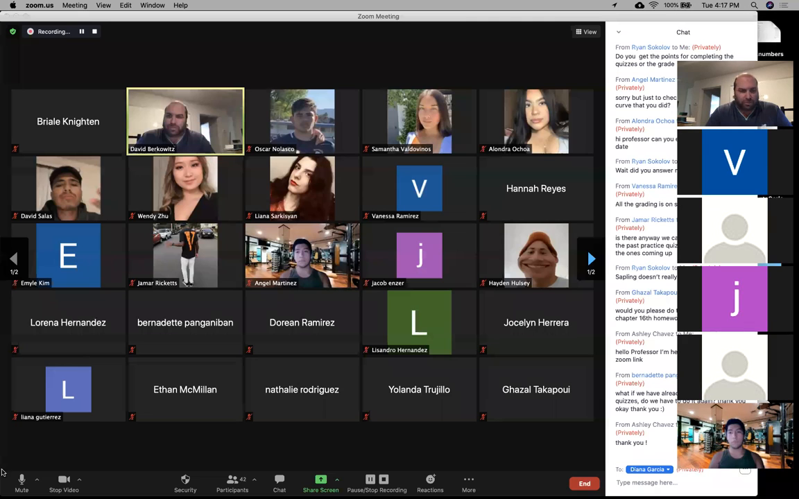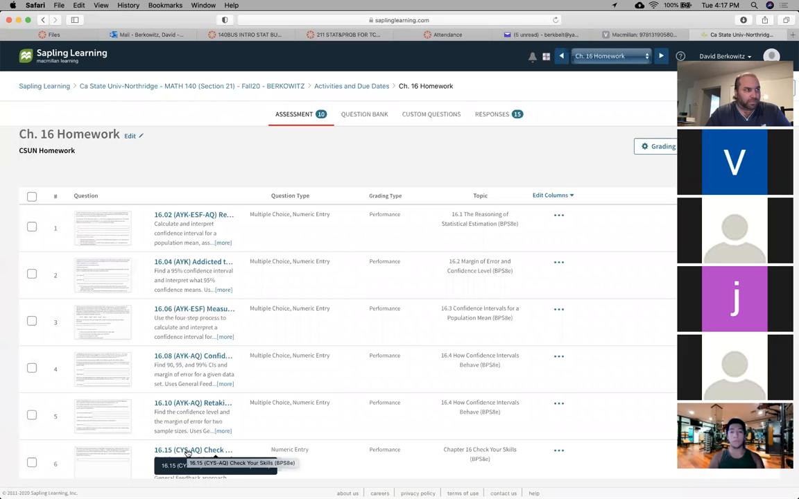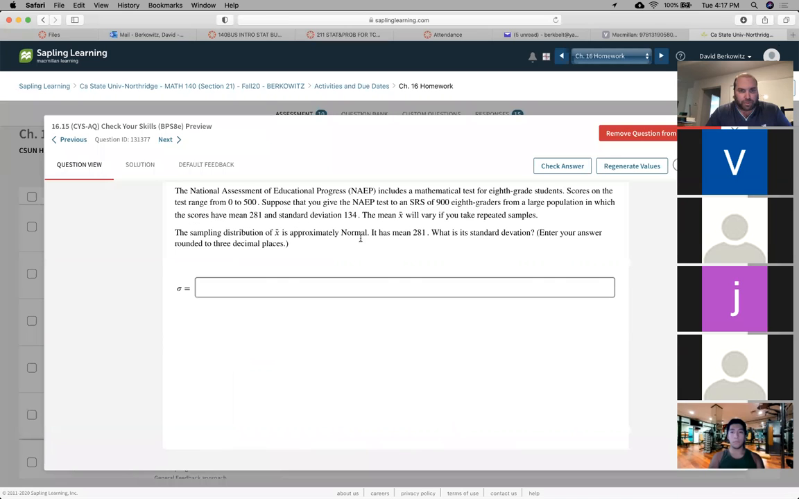And let's look at number 6. This one, number 6, or you mean the 6th question, this one down here? The 6th question. All right. So let's take a look at what it says. It says, the National Assessment of Educational Progress, NAEP, includes a mathematical test for 8th grade students. Scores in the test range from 0 to 500.